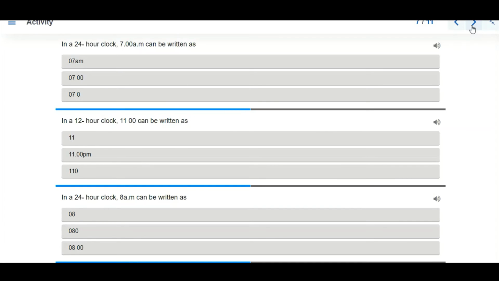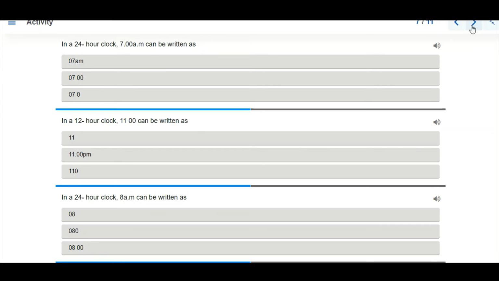Now we have some activities. If we are to read any given hour in 24 hours, what we just need to do is, if it is AM, we keep it exactly as it is. But if it is PM, then we need to add 12 to it, or subtract 12 from it. Let's look at this first example. In a 12-hour clock, 7 a.m. can be written as what?